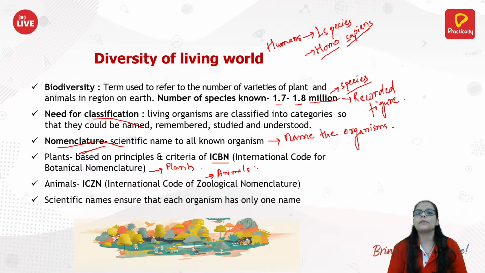Homo sapiens is the scientific name for humans. Mangifera indica is mango. Everywhere in the world, mango will be named Mangifera indica. It can be named differently in different languages, but its scientific name will be one: Mangifera indica. I hope you understand it.